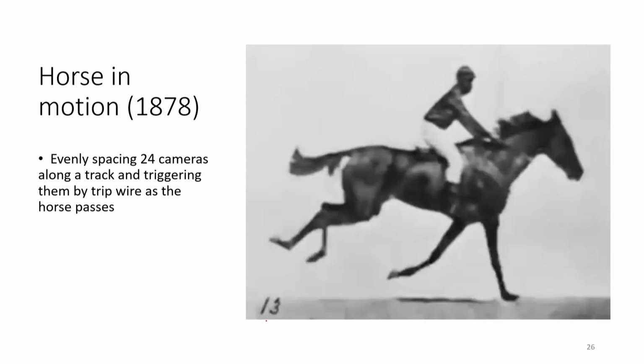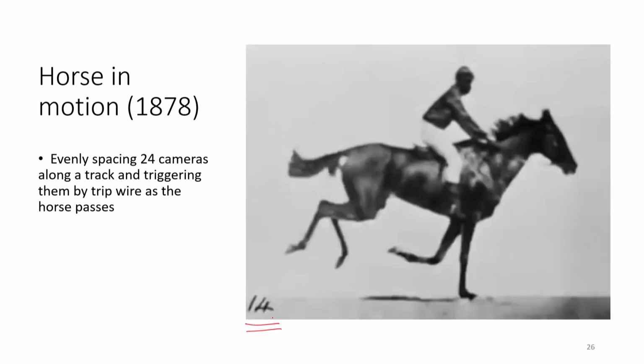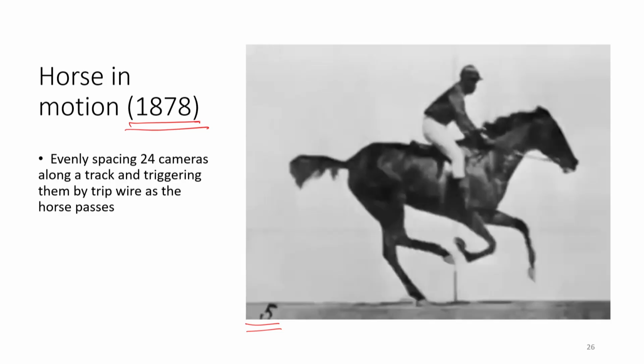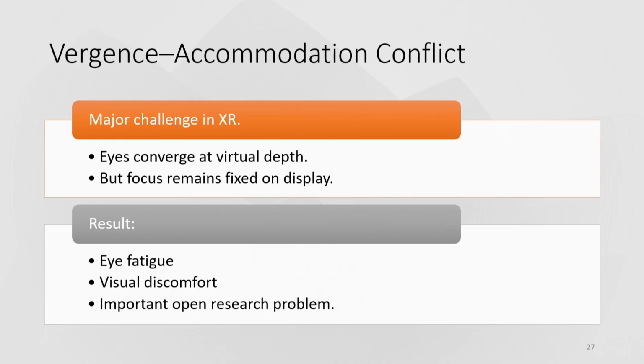So, you can see the image numbers here. It almost appears as if we are seeing a video of a horse running, and that is possible because we had 24 cameras capture the individual scenes, and these pictures were put together frame by frame, one after the other, and that resulted in one of the very early videos, which is known as the horse in motion video.